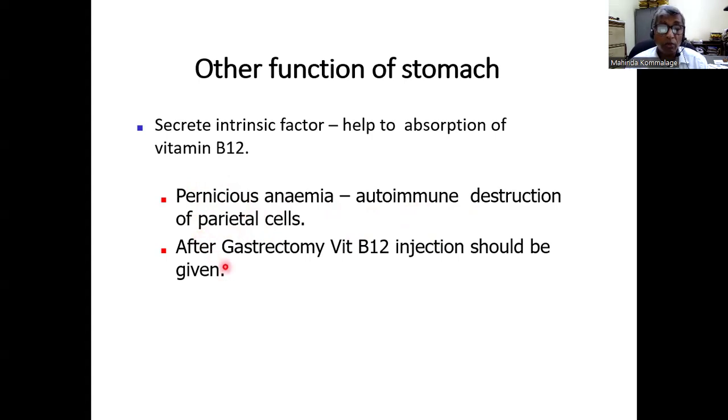You learned in the blood module that B12 deficiency is associated with anemia. Intrinsic factor is the important factor, and pernicious anemia is the condition. Of course, that is a type of megaloblastic anemia, but pernicious anemia is the word we commonly use for the destruction of parietal cells, right?